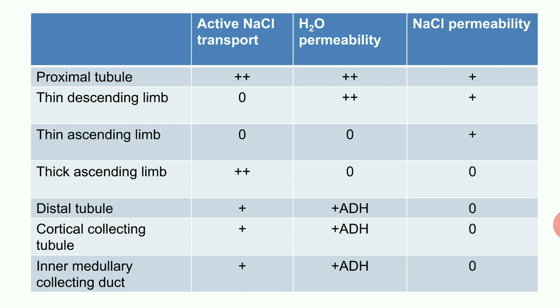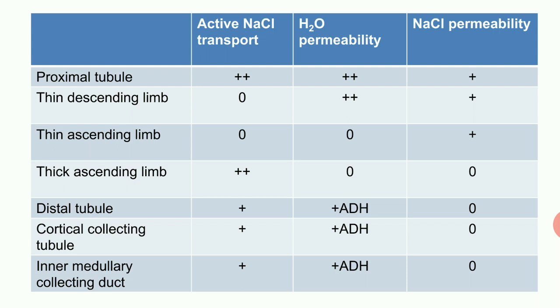In this table we are seeing the different parts of the nephron, and how sodium chloride and water are absorbed. Sodium chloride can be absorbed actively and passively, and so can water. In the proximal convoluted tubule, sodium chloride is absorbed both actively and passively, and water is also absorbed. The thin descending limb of the loop of Henle is permeable only to water. We have to remember that the thin descending limb is not actively permeable to sodium chloride. Passively some sodium chloride can go, but not actively.